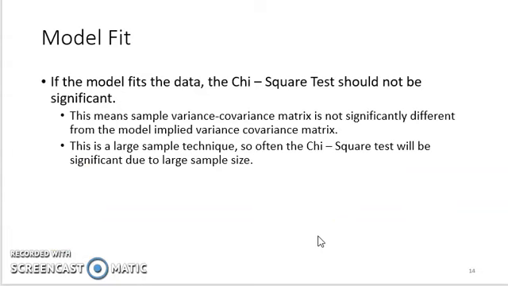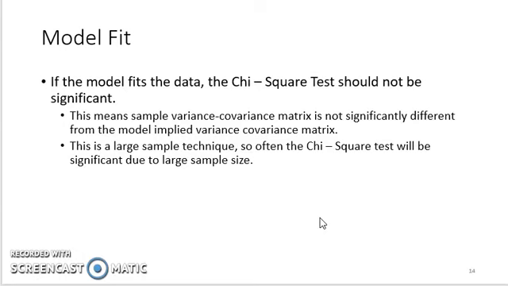Now I want to talk briefly about model fit. If the model fits the data, the chi-square test should not be significant. And this means that the sample variance-covariance matrix is not significantly different from the model-implied variance-covariance matrix. So they're not statistically significantly different. And that's a good thing, because that means what the model has estimated fits what the real data says.